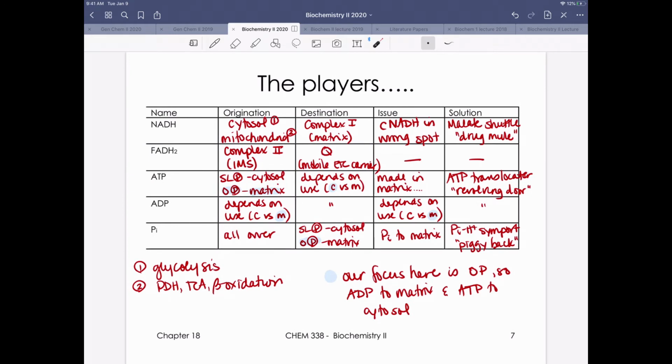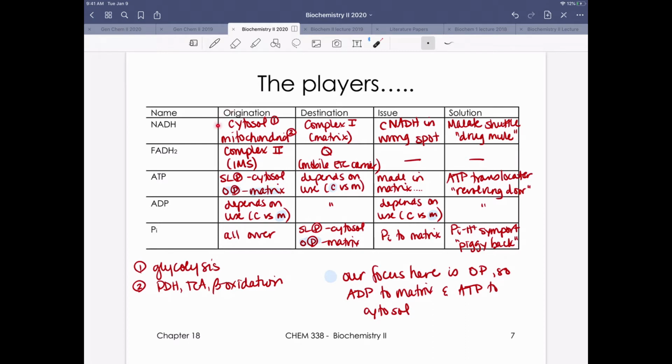So we spent a good bit of time talking about the different players that are involved in the electron transport chain, not necessarily the protein components that are actually doing the electron transport, but the cellular metabolites that are participating. NADH and FADH2 are important because they supply the electrons to the electron transport chain. And then there's the importance of synthesizing ATP from ADP and Pi. So we wanted to talk about where these pieces come from, where they need to go, how that presents an issue if it does, and what the solution is.